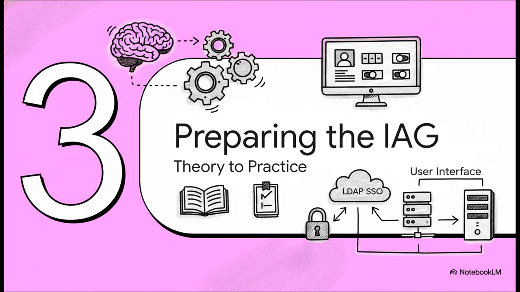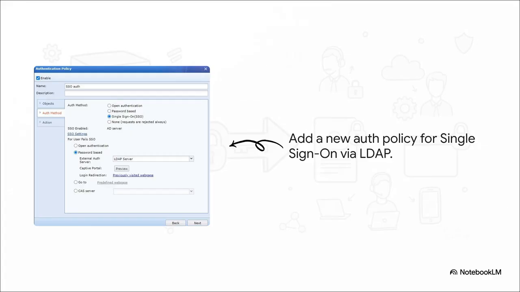All right, that's the theory. Let's shift gears from the textbook to the server room. Section 3, Preparing the IAG device. Time to get our hands dirty in the interface. Step 1 is laying down the rules. You're going to navigate through Access Management, drop down to Authentication, hit Web Authentication, and pop open the authentication policy. You want to add a brand new policy here.